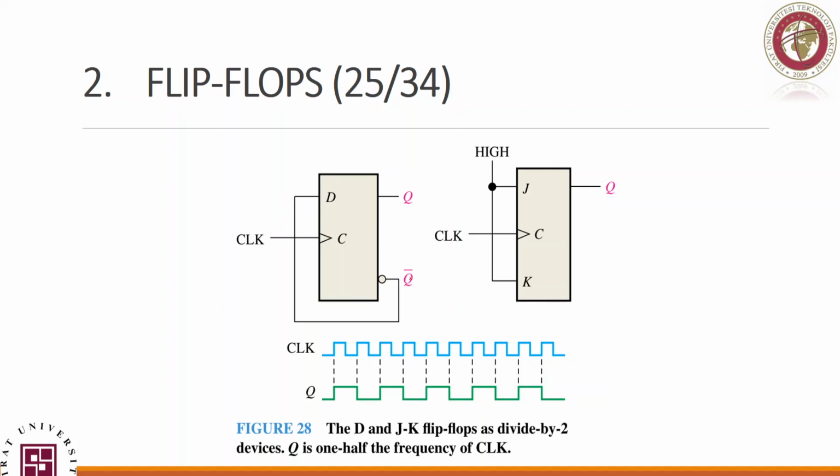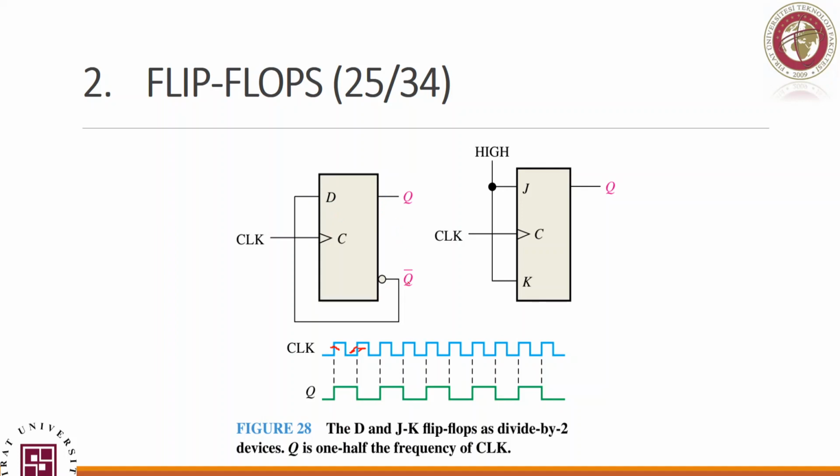Now, when we feed this Q bar to D, what will happen? Look, assume that initially we have Q as 0, just 0 or low, the flip-flop reset. Now at the rising edge of the clock cycle, what will happen? The flip-flop will be set. It won't change until we go to the next rising edge. So we wait until the next rising edge. Now we will check what is D.